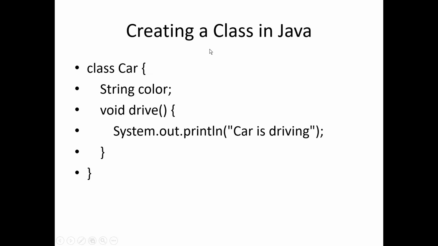Here we can see the full skeleton of a class, where String color is called a property of the Car class and void drive is called a behavior of the Car class.